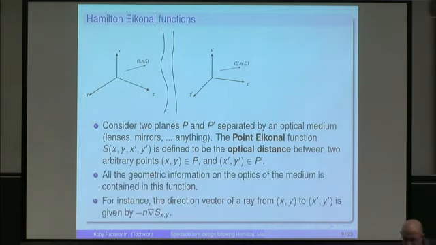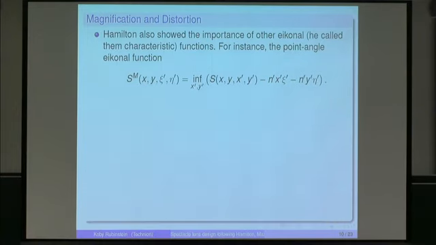And indeed, it has everything. It gives you everything you want to know about optics. For example, suppose you want to go from a fixed point xy to x prime, y prime on the other side. Which direction should you start in? The direction is this gradient at the bottom. So you can deduce from this function anything you want. Moreover, Hamilton pointed out in a subsequent paper that the other iconal functions, like the one called the point angle function, are Legendre transforms of the original point iconal function.